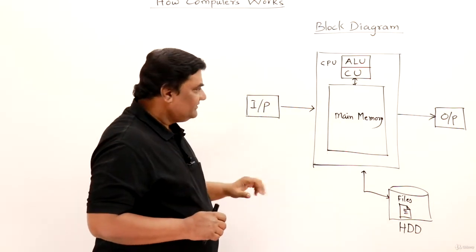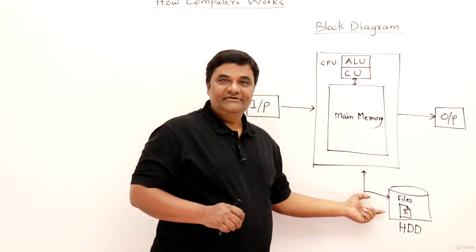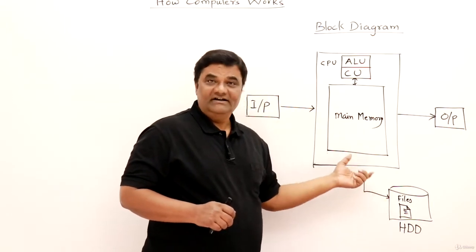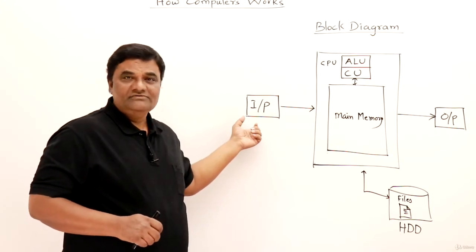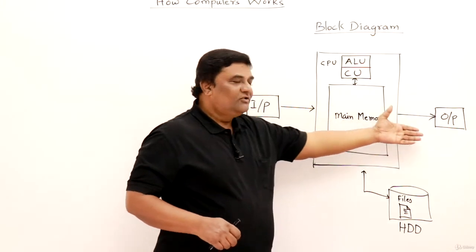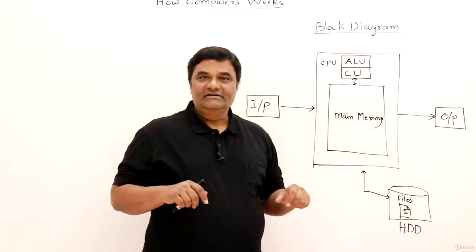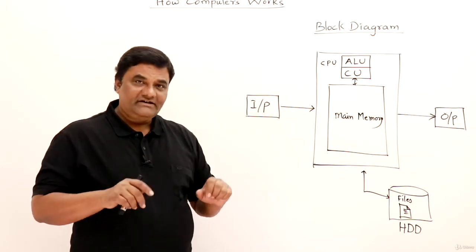I'll explain their working. The next is main memory, and this is the hard disk drive, which contains the data in the form of files. And this is the input device like keyboard, mouse, or stylus, tablet, anything. Then this is the output device like your monitor or printer and speakers. Now let us understand their working.